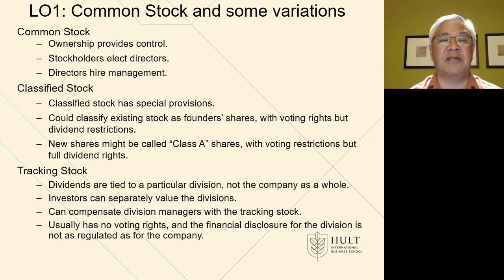Now there are some variations on that. First, there is classified stock, where there may be different voting rights for one class versus another. These classified stocks would have special provisions, and there's a reason for having different classes of stock. The provisions in the stockholder agreement will show exactly what those differences are. We will look at Google, which is a famous example of how to use classified stock, in a moment.